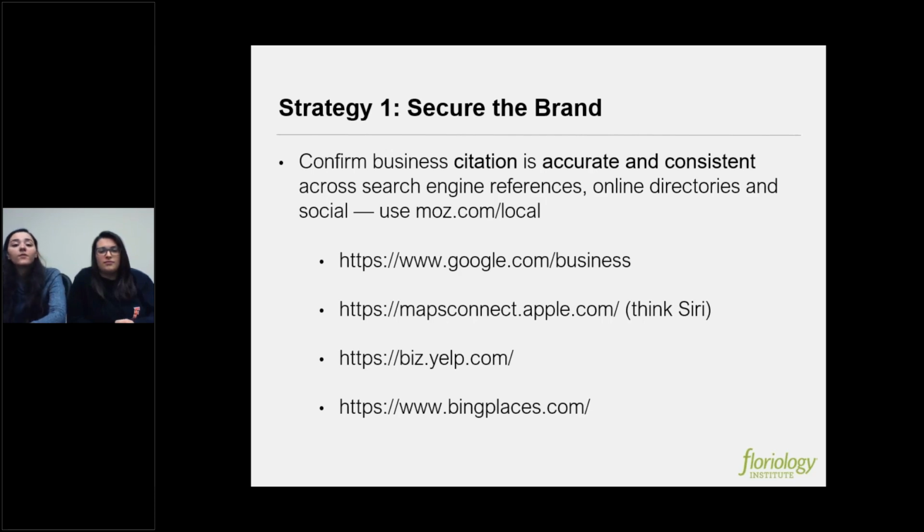So you're going to want to confirm that your business citation is accurate and consistent across search engine references. That sounds like a whole mouthful, but it's pretty easy. That just means making sure that your Google Business, your Apple Maps Connect, your Yelp Biz, and your Bing Places all have the appropriate information on them. That includes your location, possibly directions on how to get there, your hours, any way to contact you, whether that be phone, fax, or email. You want them to be the same across all of these platforms.